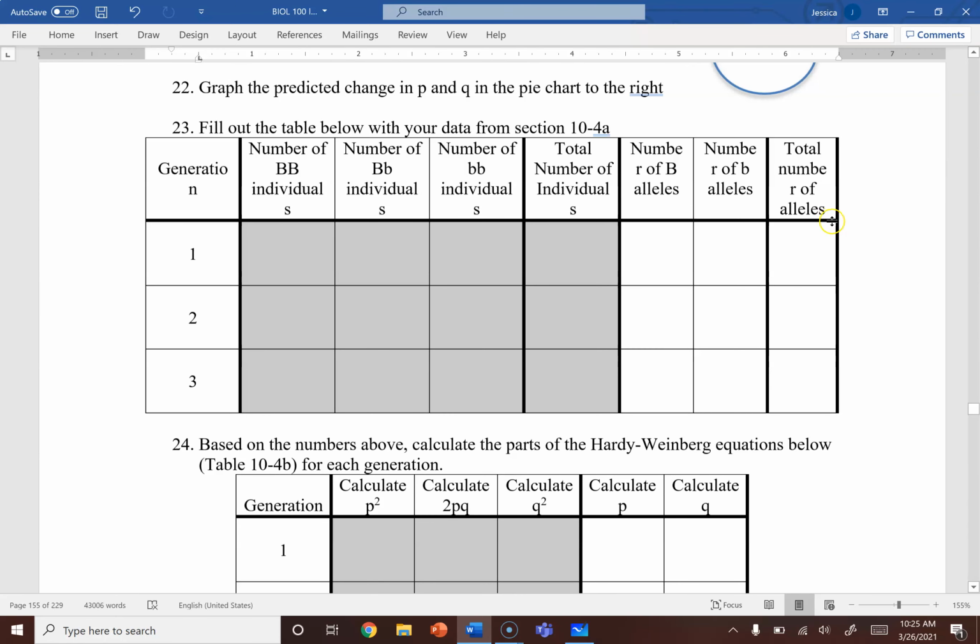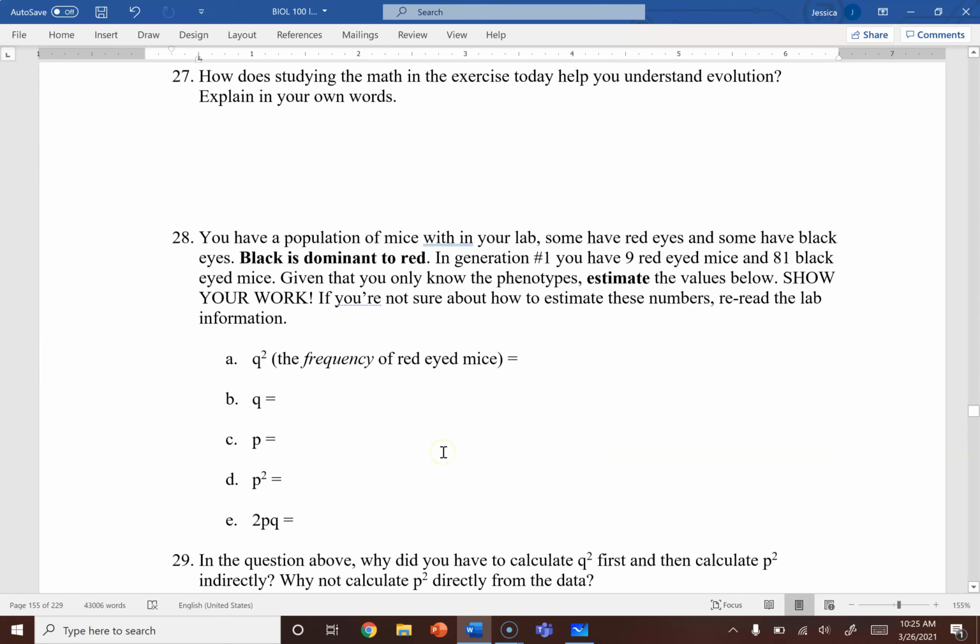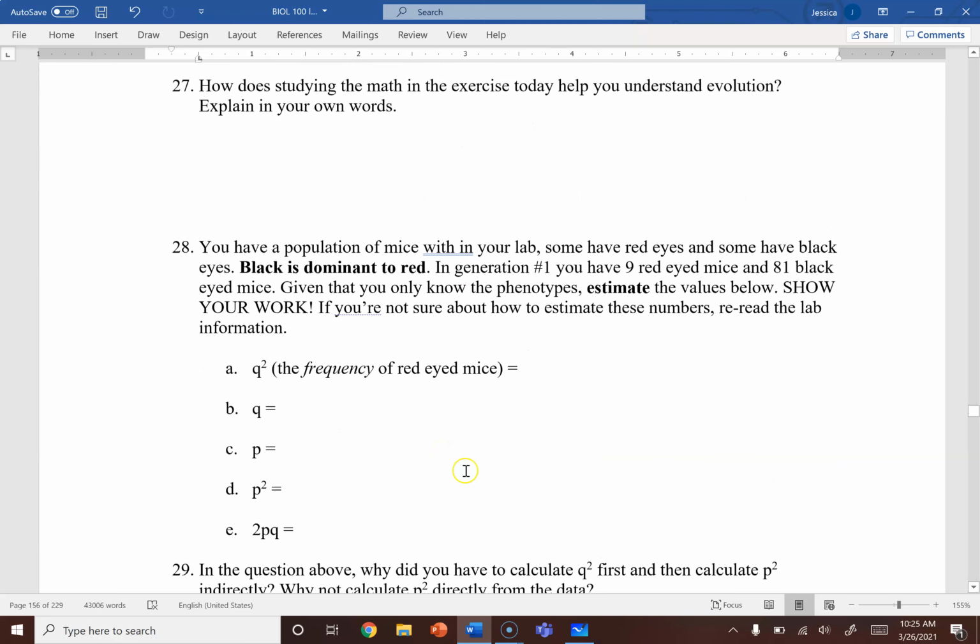The other one we're not doing here is mutation, and that's because it just gets complicated. If we introduce a mutation, we introduce a third allele, and we need a slightly bigger equation to deal with that. So we're not doing random mating, we're not doing mutation, but we are doing the other 3, natural selection, genetic drift, and gene flow. And then at the end, you have a few questions to answer.